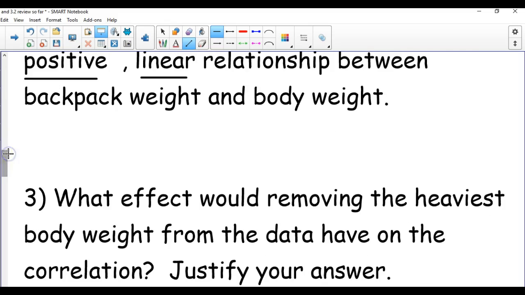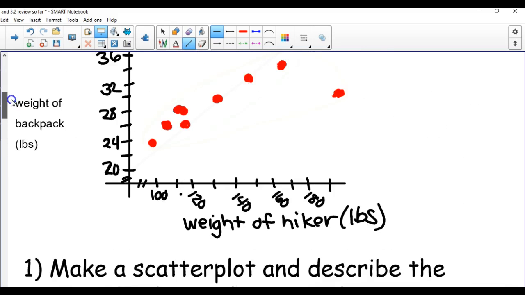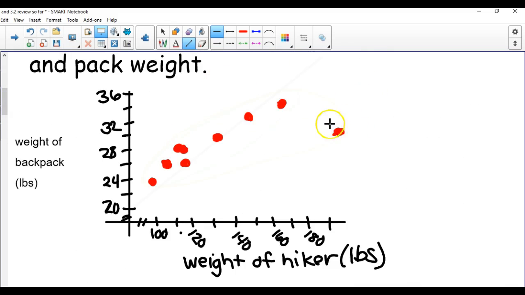The next question I want you to try and then pause. Try this question, pause the video, and then we'll talk about it and see if you got the right answers. What effect would removing the heaviest body weight from the data have on the correlation? Justify your answer. So I'll go back up to my picture now. We'll look at the heaviest hiker right here, this lonely person out here. What effect would removing this point have on your correlation?